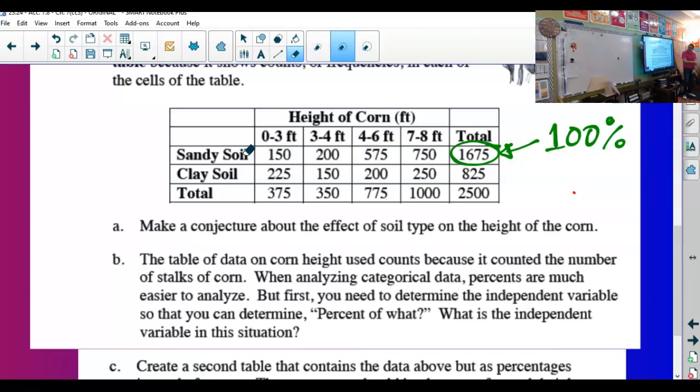1675 divided by 100 times 750, 575, 200, and 151. All that together should be. Okay.